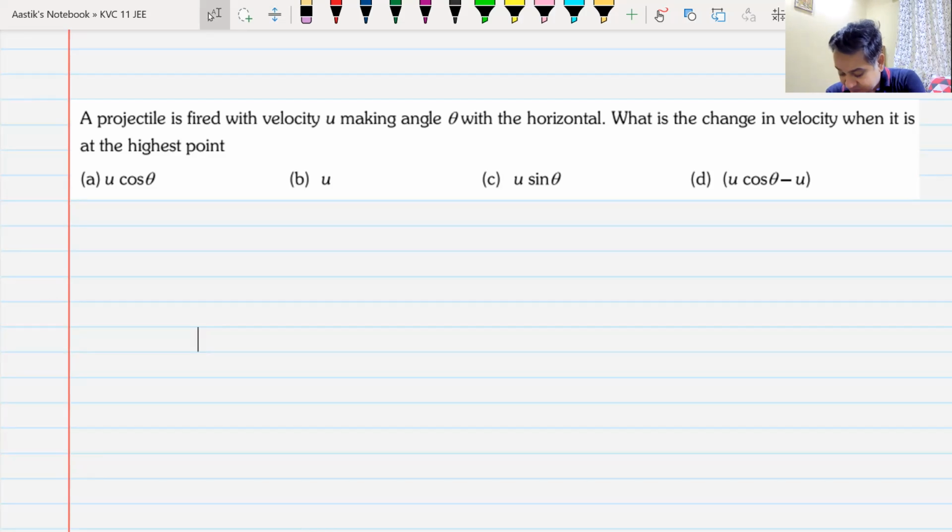What is the change in velocity? When I say change in velocity, they mean the change in velocity between the point of projection and the highest point. What is the change? How much has the velocity changed? No one knows the answer.